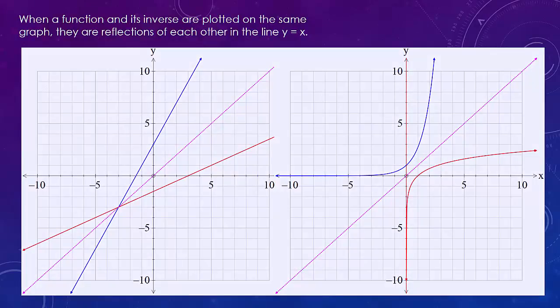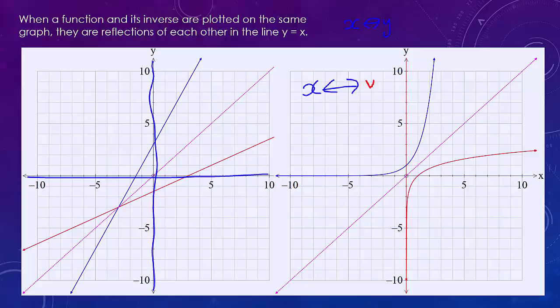Now, incidentally, that's why we do the interchange of x and y when we're finding the inverse function. Think about the x-axis. The x-axis, if reflected in y equals x, becomes the y-axis. And the y-axis becomes the x-axis. So when we go from a function to its inverse, we're interchanging x and y.